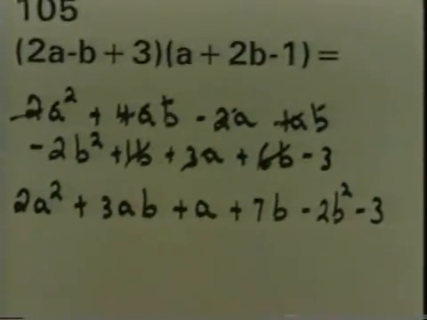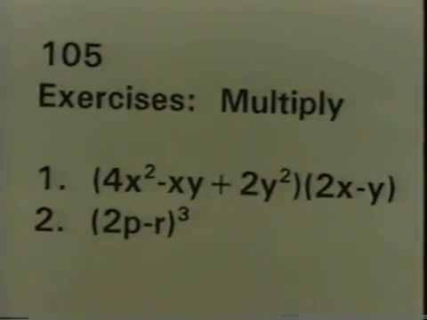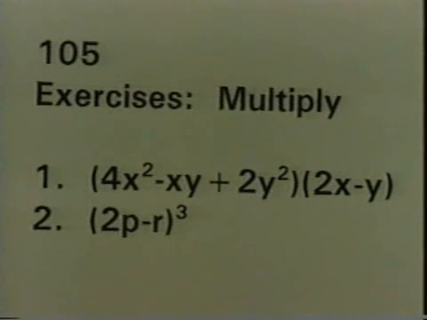Now it's time for you to do some more exercises. Carefully copy the exercises. Stop the tape. Work the exercises. And then restart the tape to check your answers. The first one: 4x squared minus xy plus 2y squared times 2x minus y. The second one: 2p minus r quantity cubed.